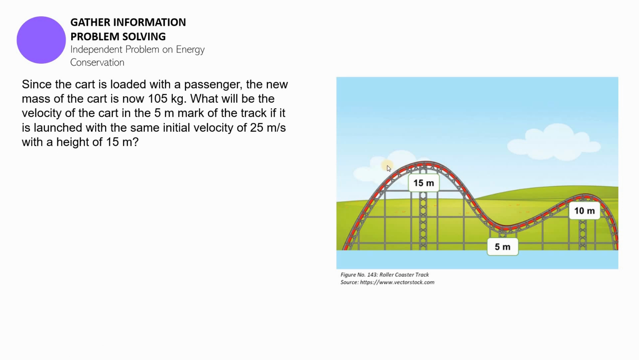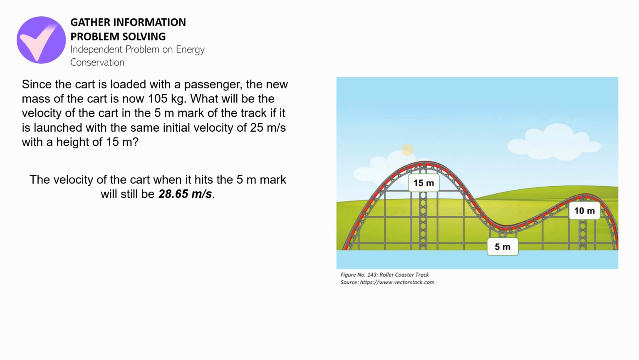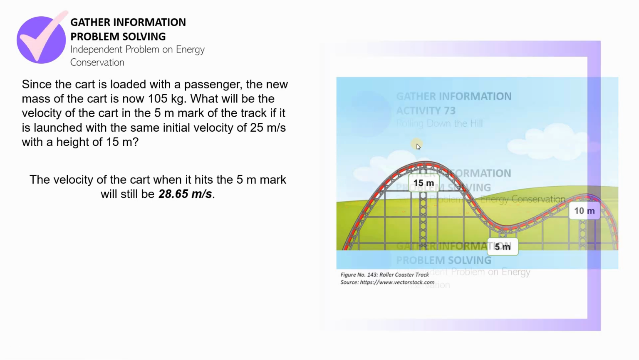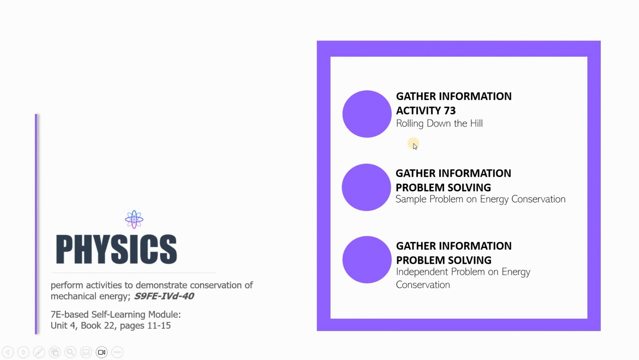Cool. Now, the answer to this question is 28.65 meters per second. All right. Did you get it correctly? I hope so. Okay. Now, this ends this session. This, remember, is the 35th session of Physics 9.